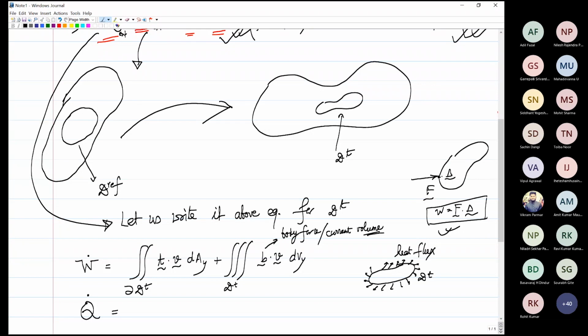Okay, and it's a matter of convention. I was just looking at the book today in the morning, and they are using rho B, I guess. So if you use rho B, then B becomes body force per unit mass. It's a matter of convention. But let's stick to what we have been doing. So B is the body force per unit current volume. Okay, so thanks for pointing it out to me.